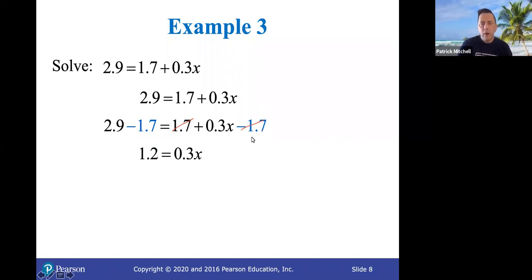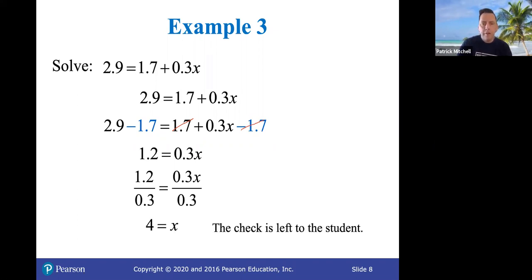These two dropped out. So now this looks a lot like the equation that they gave us in the last example. X is being multiplied by 3/10. The way to undo that is to divide by 3/10. 1 2/10 divided by 3/10 is 4.